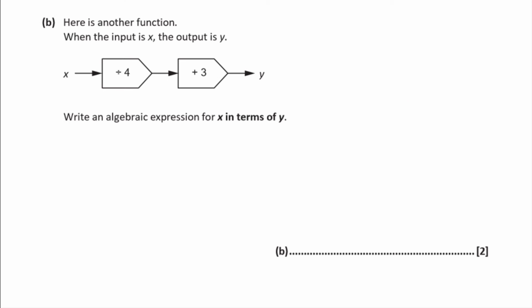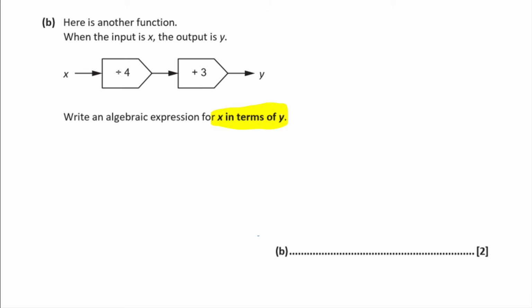Part B says here is another function. When the input is x and the output is y, write an algebraic expression for x in terms of y. Now, things that are put in bold are there for a reason, and the reason is students usually overlook it. So x in terms of y. So we're actually working backwards in this case. We want x in terms of y. So we want x equals and not y equals.